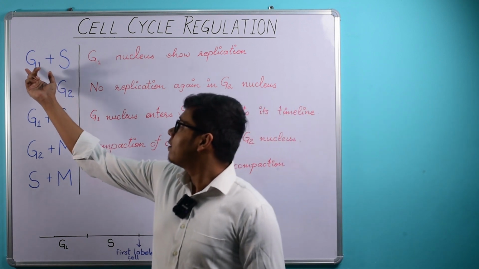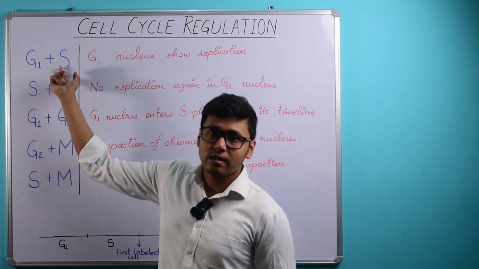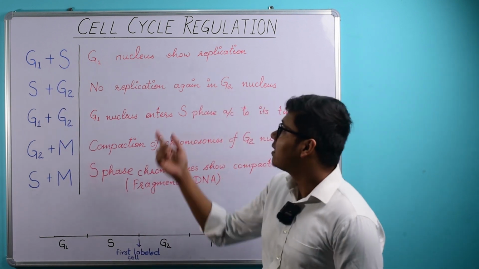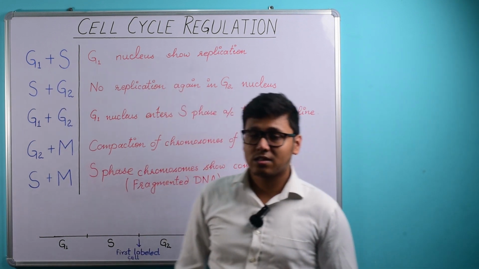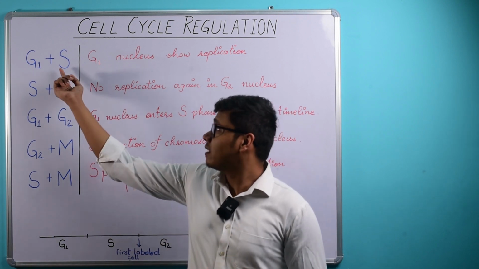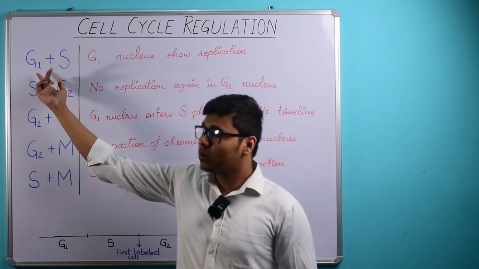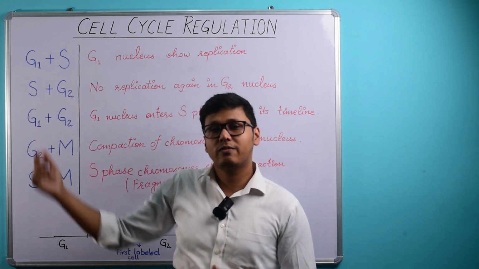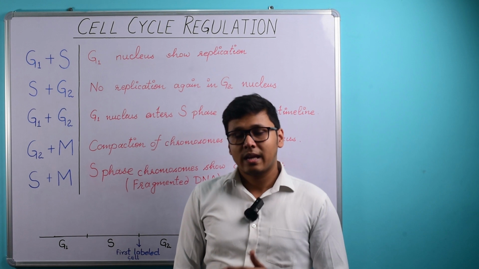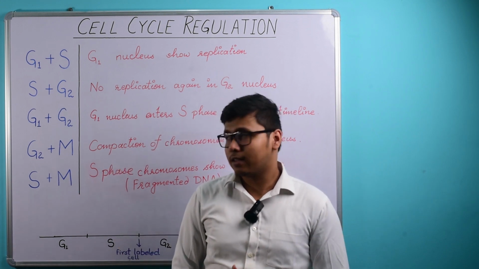Firstly, we fused the cell in the G1 phase with the cell in the S phase, and what result do we get? The G1 nucleus shows replication. That means there are some cytoplasmic factors in the S phase cell which force the nucleus, which force the DNA in the G1 phase, to start replication, and as soon as we fuse the cells, the G1 DNA starts replicating.